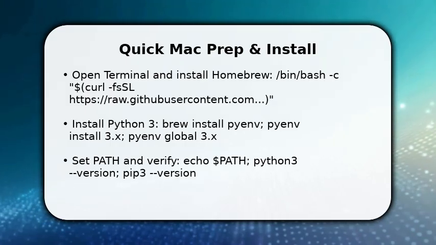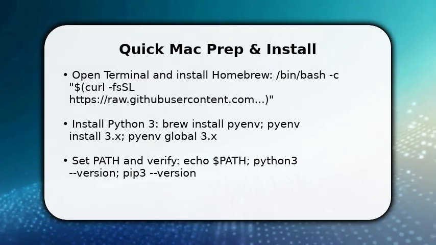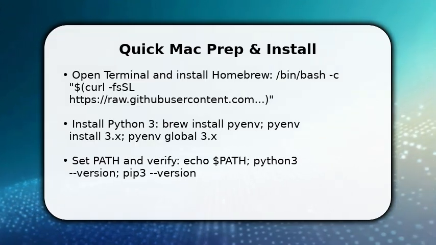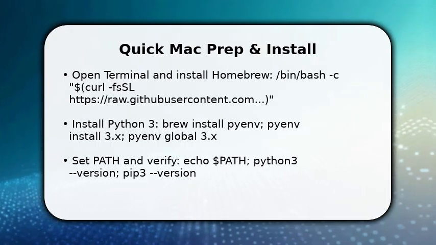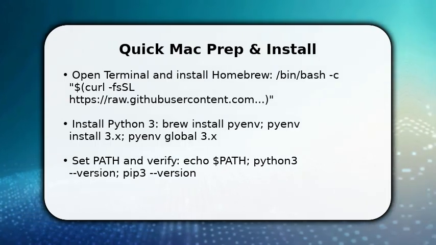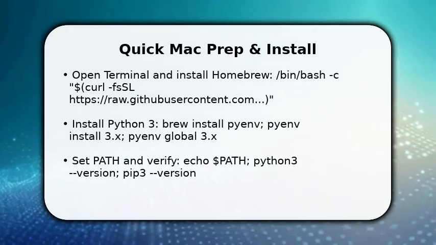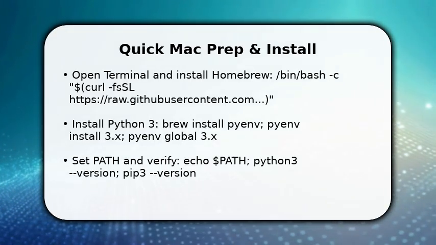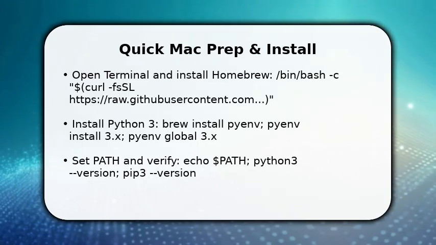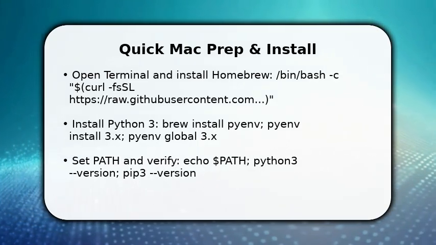You will start immediately by opening Terminal and getting a reproducible Python runtime. First, install Homebrew if missing, then use PyEnv to install and switch to Python 3.x so you avoid system changes. Once done, export the PyEnv path in your shell profile and restart Terminal. Make sure to verify Python 3 and pip3 versions.